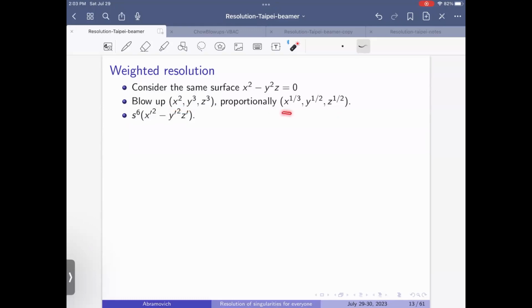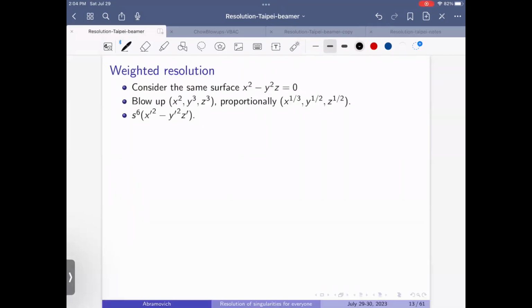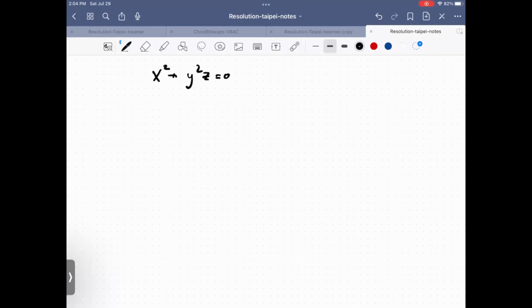So let's do this. I think I'm supposed to write this out explicitly here. So again, x squared plus y squared z equals 0. Is that the equation I started with? Yeah. Oh, minus y squared z. Oops.